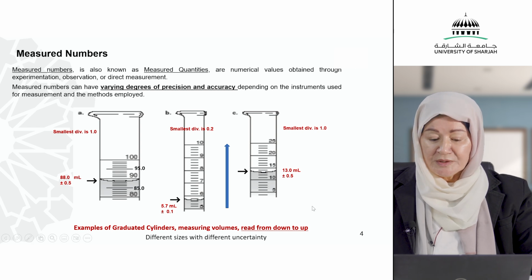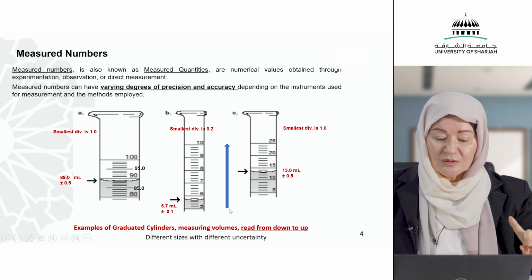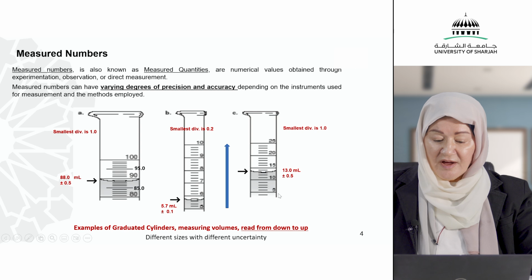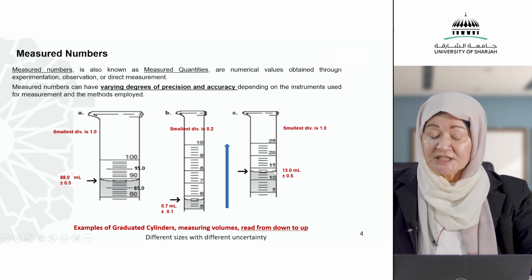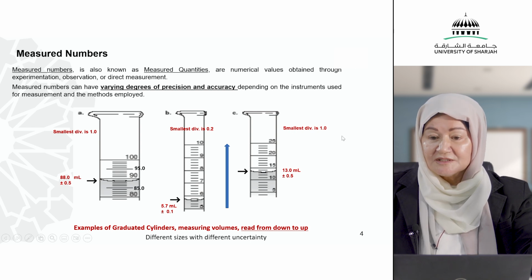What about the third one? As you can see, I read from down to up, as the arrow shows, upward. 5, 10, 15. This is 10, 11, 12, 13. I saw it at 13. So 13 plus or minus 0.5, because the smallest division here is 1.